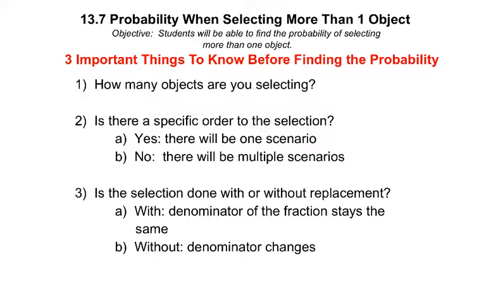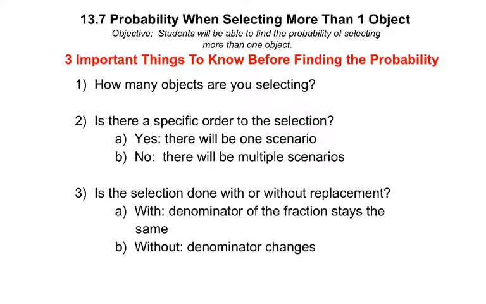So the first thing you want to know is how many objects are you selecting? If it's more than one, then you're going to work under these practices here. In most cases, you'll be selecting 2, 3, or 4 items. We usually don't go more than that, but we can. Second piece of information here is, is there a specific order to the cards you're selecting? So it's either a yes or no there.